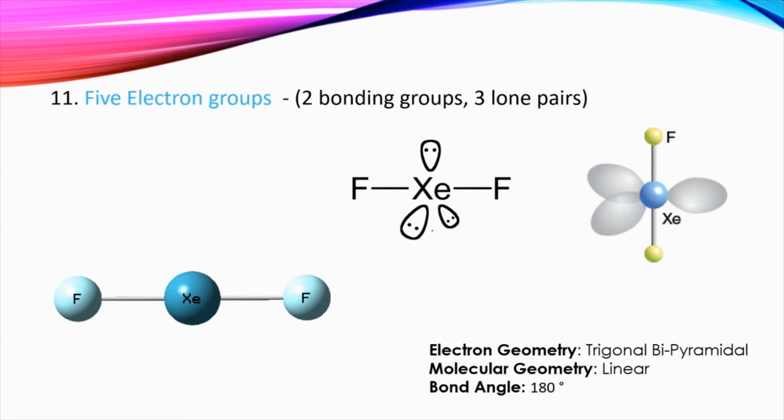Then you still are in 5 electron groups, and now you have 2 bonding and you have 3 lone pairs. So every one of the trigonal bipyramidal's triangular base has been turned into a lone pair.